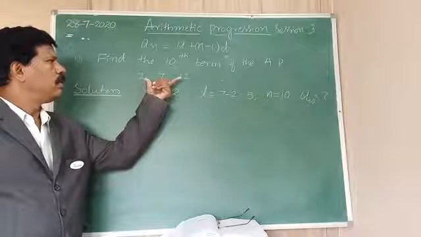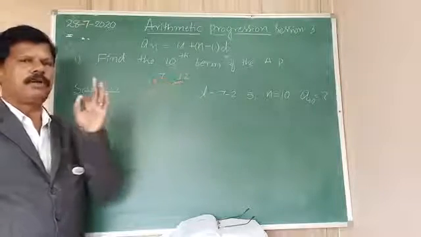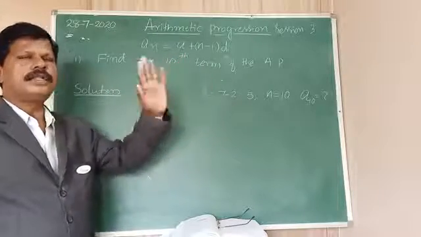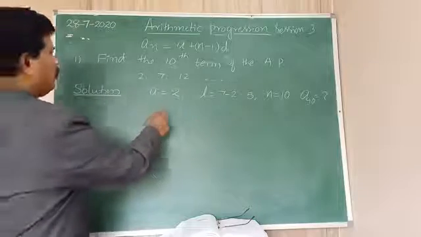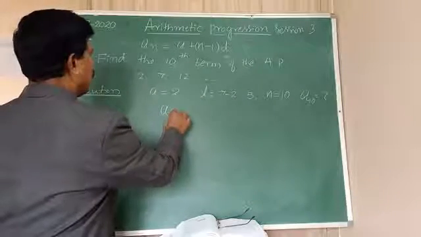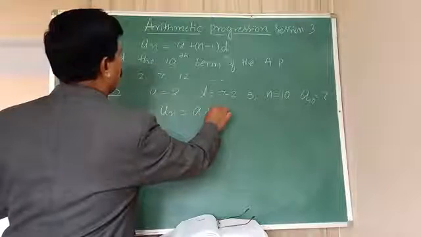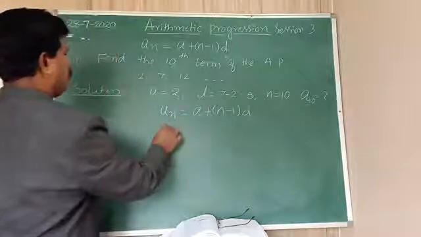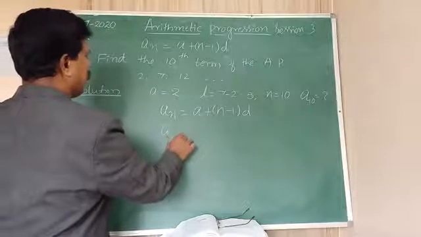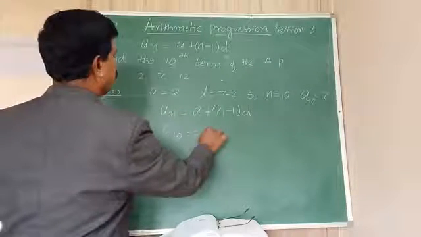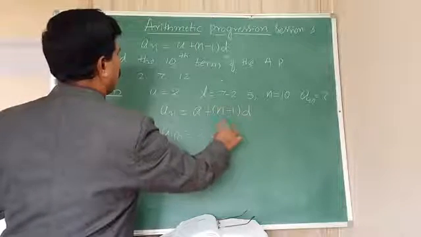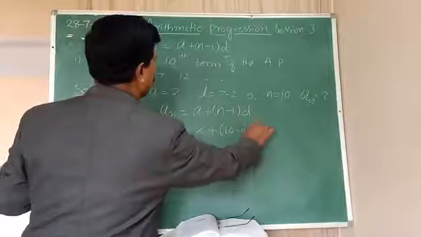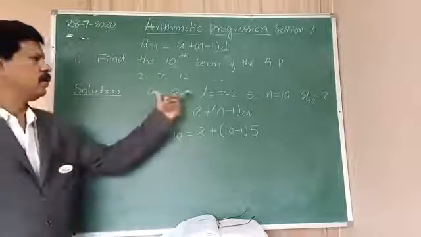Okay. Now when the AP is given, your work is to write down A, D, N value or the nth term. Now write down the formula. An is equal to A plus (N minus 1) into D. Now N means 10 equals A is 2 plus bracket N is 10 minus 1, D is 5. Clear? So this is a must.